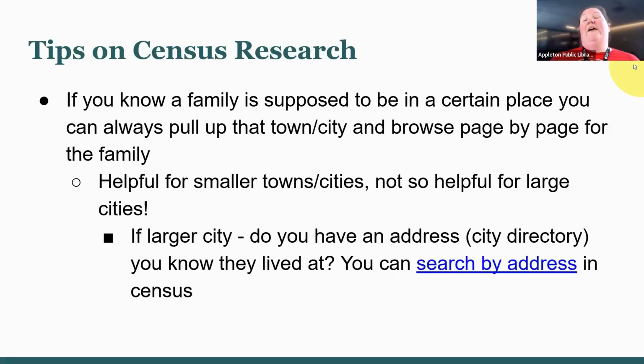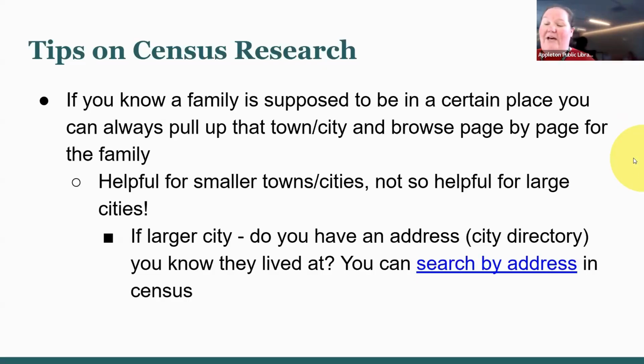If you know a family is supposed to be in a certain place, you can always pull up that town or that city and browse page by page for the family. That's a really helpful tip if it's a small town or a small city. Not so helpful if they're living in Chicago and it's hundreds and hundreds of pages. If it's a large city, do you have an address? Maybe you've used a city directory, which we're going to talk about later this year, and you can figure out where they lived. Then you can search by address in the census to find them.